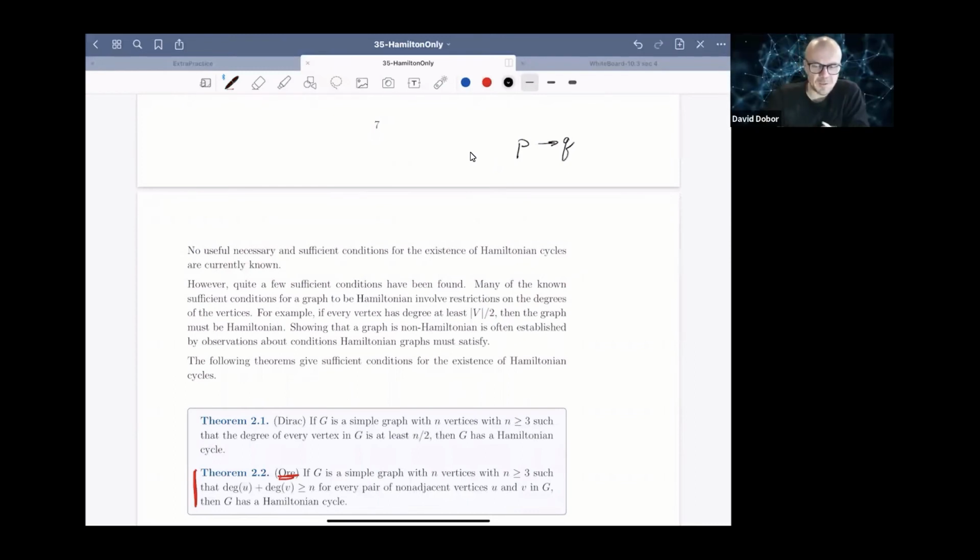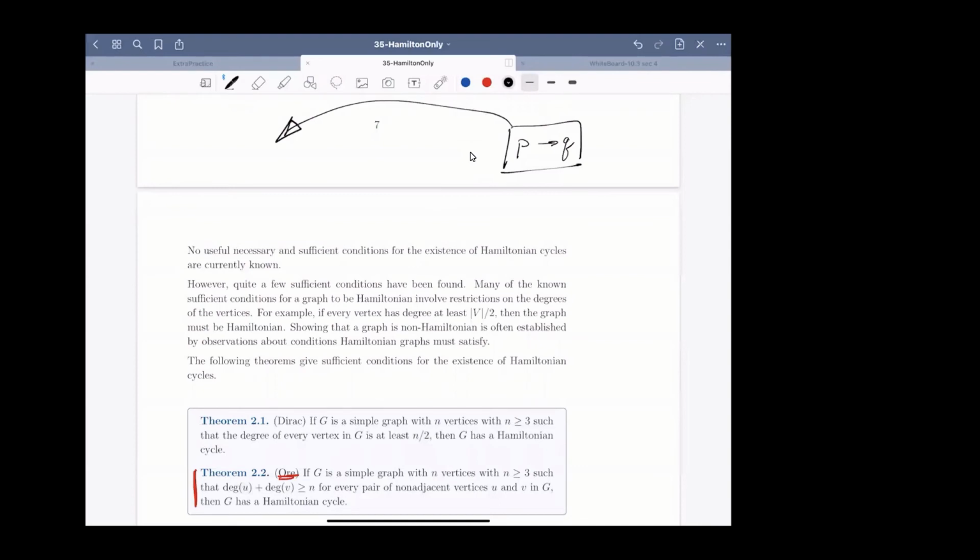Okay, so let's construct sentences. Let's do English sentences and look at their logic. So you just want theorem 2.2 in the converse. Yes, what is the converse of this theorem? So for every pair of non-adjacent vertices u and v in G, what was the consequence? So if G has a Hamiltonian cycle, then G is a simple graph with n vertices, and so forth.